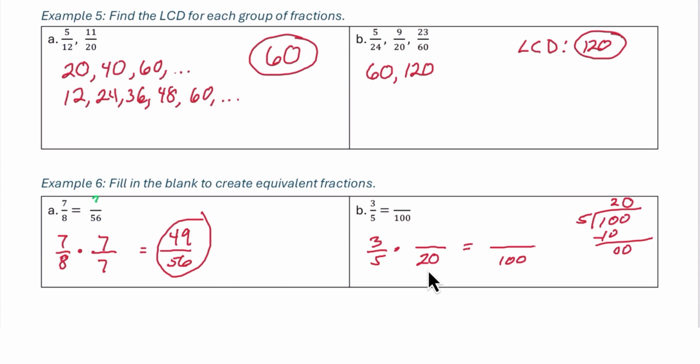So if the denominator is 20, we need to put a 20 in the top as well, in the numerator. And now, 3 times 20 is 60. We have the equivalent fraction, 60 over 100. If we reduced this, we would get 3/5.